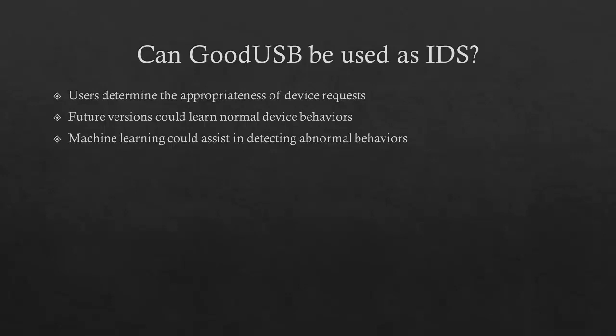Can GoodUSB be used as an intrusion detection system? Currently, users themselves determine which device access requests are appropriate and which are abnormal. Future versions of GoodUSB could automate policy violation detection by assisting users in making decisions about potentially malicious behavior. As discussed, the USB Pro application aggregates device activity logs. This information could be used to learn normal device behaviors. Machine learning techniques could also help detect abnormal behaviors when a new device is enumerated.